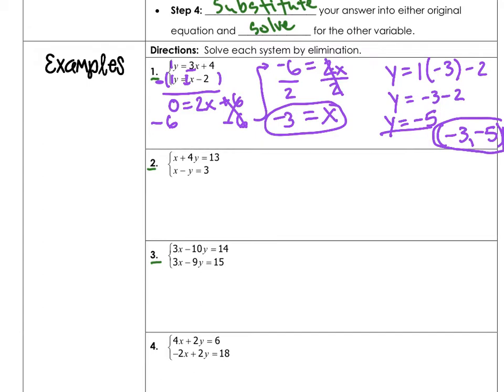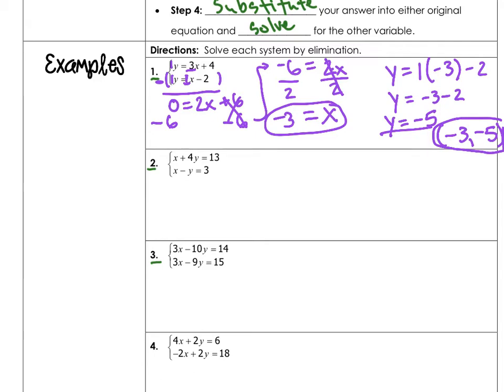Now if we look at number 2, we're going to try to do the same set of steps. Make sure you're following those steps to solve. Those can be very helpful. And the more you do this, the more likely you are to memorize these. As I look at this, I want to make sure first and foremost that these equations are lined up. And I can see that they are because I see an x over an x, I see a y over a y, and I see a 13 over a 3. Those are the constants.